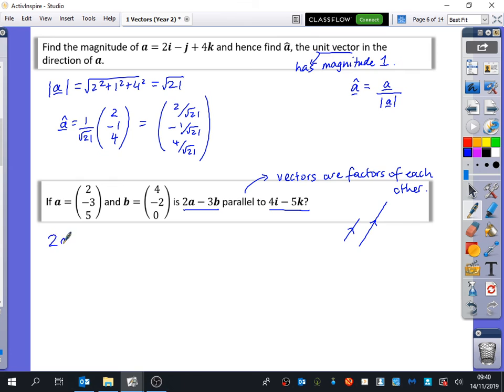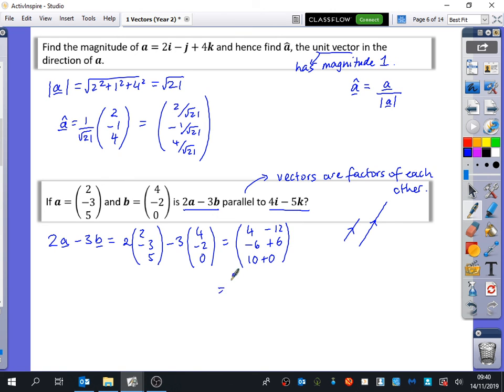So we're going to quickly work out what 2a minus 3b is. So that is 2 lots of 2 minus 3, 5. Whoops, not plus. Minus 3 lots of 4 minus 2, 0. So we've got 4 minus 6, 10. And we're going to have minus 12. Careful here, this is going to be a plus 6. And this is going to be a 0. So we get minus 8, 0, 10.